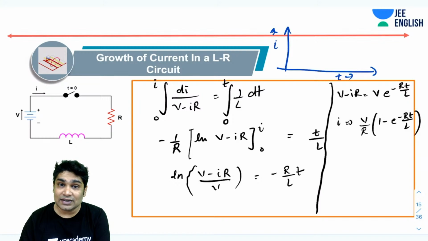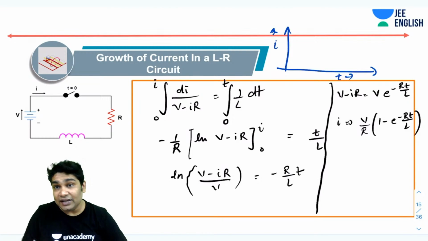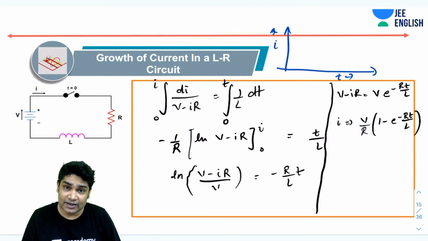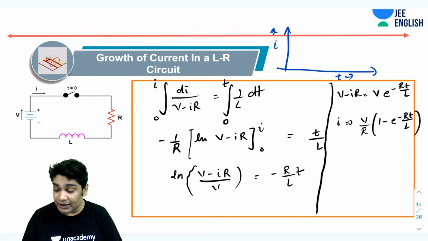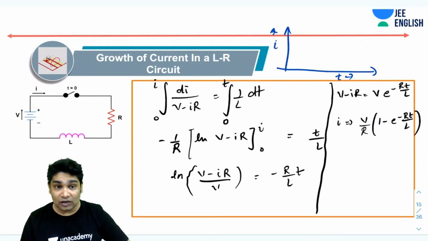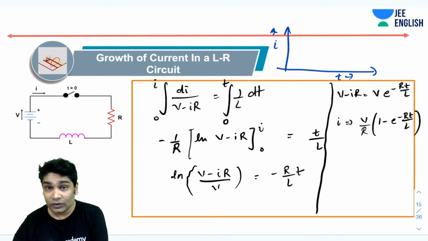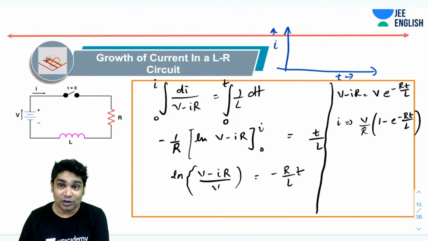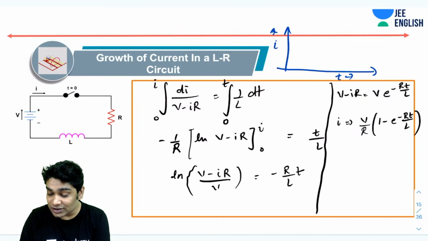So we realize this is growing exponentially, and at t equals 0, the current is 0. At t equals infinity, the current will approach V over R, which would have been the circuit current if the inductor L was not there, right? Now, in this case, we have assumed the inductor to be ideal. So this is an ideal inductor. Remember, this has no resistance of its own.